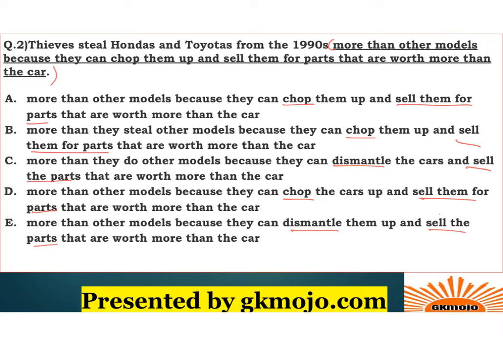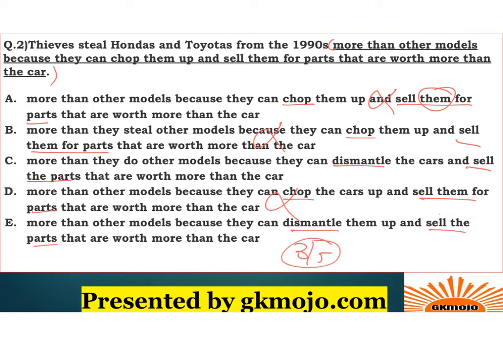All right, now step 2, we have to eliminate options which are wrong. First and foremost, in the construction "sell them for parts", we do not know what this "them" refers to: Hondas, Toyotas or the other models. So it is not a proper construction because the pronoun does not signify what it is actually referring to, hence we can eliminate all options with "them". So option A is eliminated, option B is eliminated, option D is eliminated. So you see 3 out of 5 options are straight away eliminated. We're left with option C and option E.